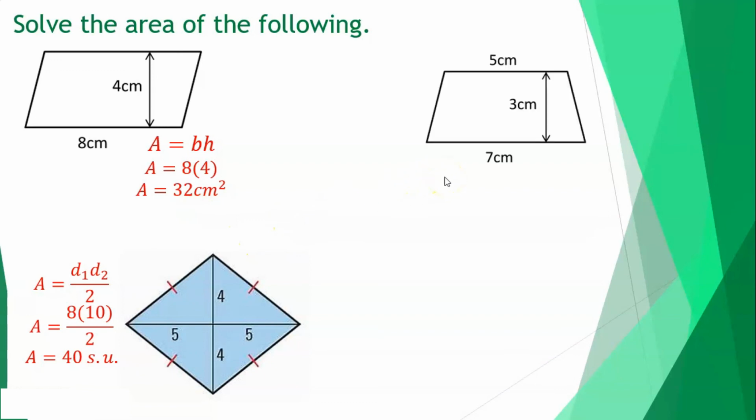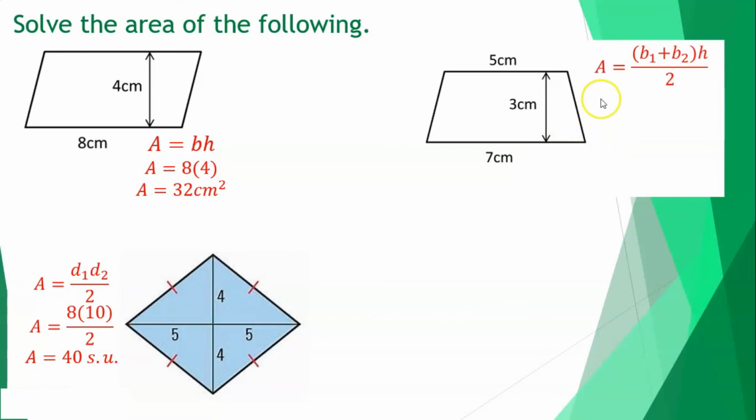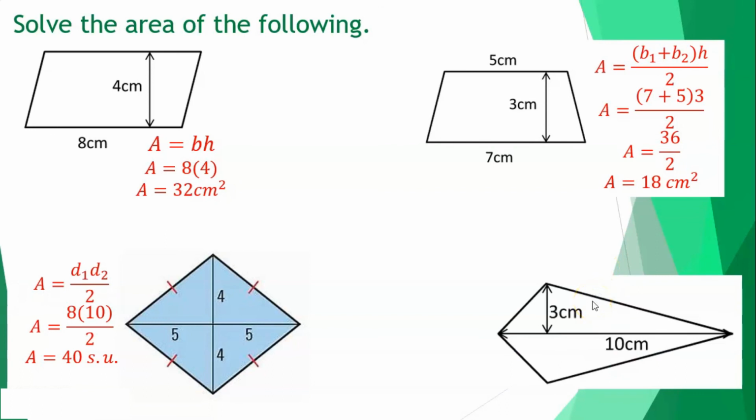Okay, another. We have here a trapezoid. So substituting our bases here, 5 and 7, then our height is 3. So 7 plus 5, that would be 12, times 3 is 36, divided by 2. So that would be 18 centimeters squared. And we have here a kite. So diagonal 1 times diagonal 2 over 2. So diagonal 1, if this is 3, so double, that would be 6 times 10 divided by 2. So that would be 30 centimeters squared.